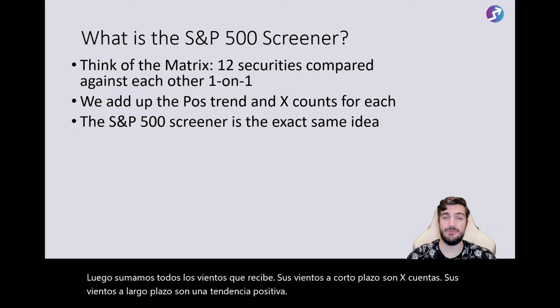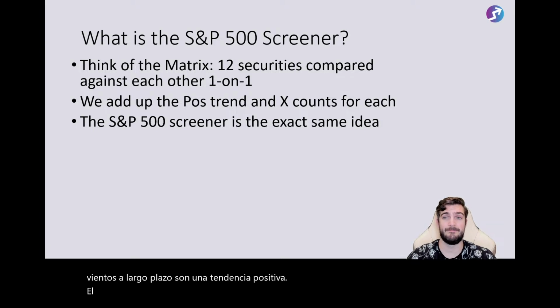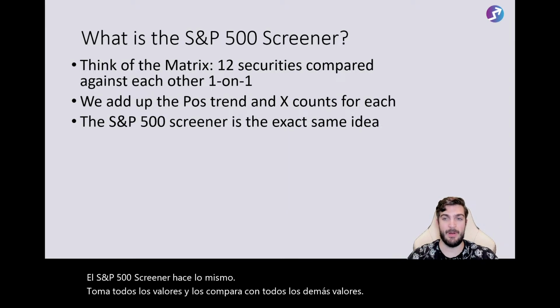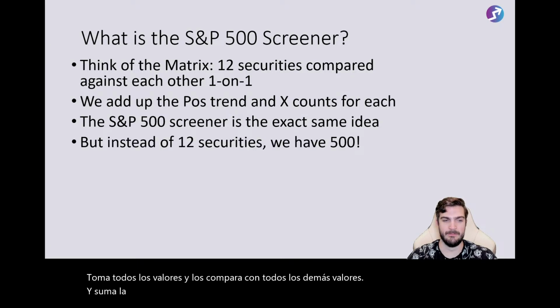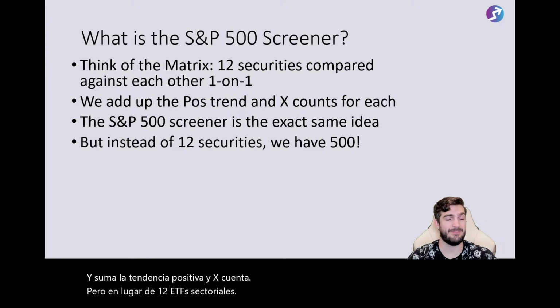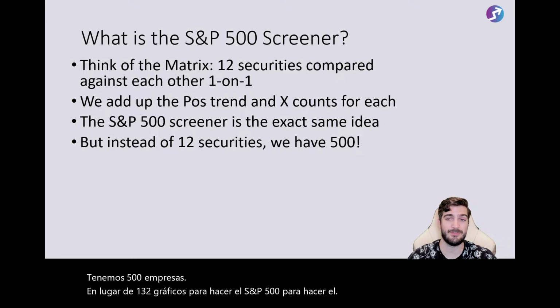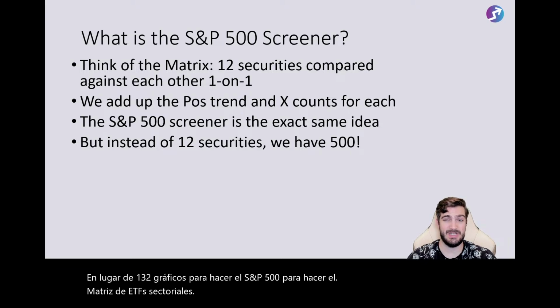The S&P 500 screener does the same thing. It takes every security, compares it against every other security, and adds up the positive trend and X counts. But instead of 12 sector ETFs, we have 500 companies. Instead of 132 charts to make the matrix of sector ETFs, here we're dealing with 24,500.